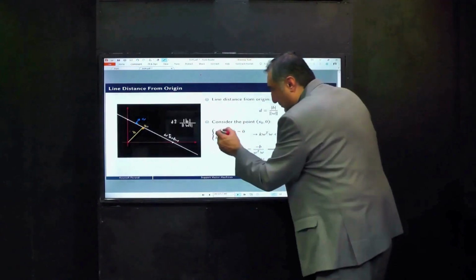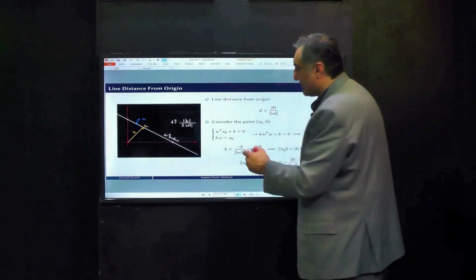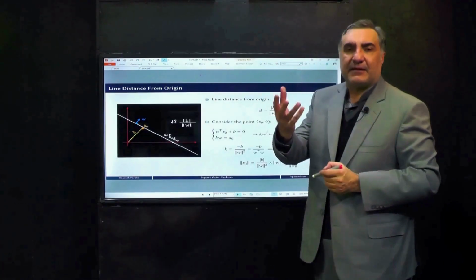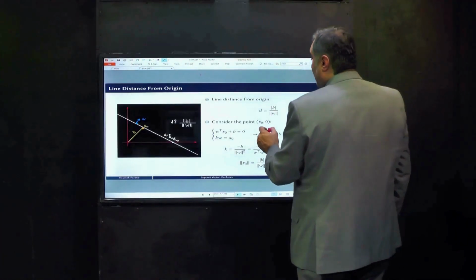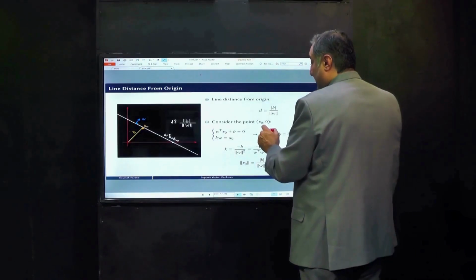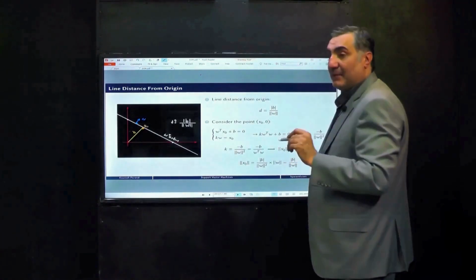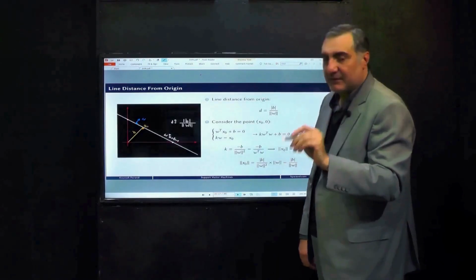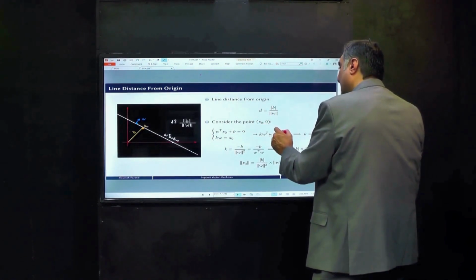And isn't w transpose x0 plus b also equal to 0? So instead of x0, I'll substitute k w. What is k? It's a scalar. So the scalar comes out and it becomes w transpose w. Got it? Please note, w transpose is a 1 by n vector and w is an n by 1 vector. Their product is a 1 by 1 scalar. Okay, so k w transpose w plus b is equal to 0.